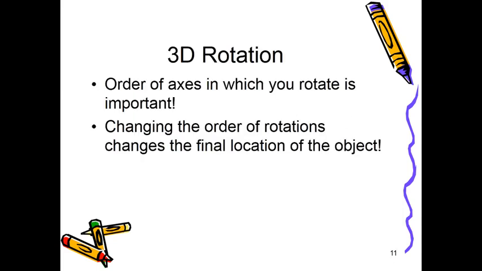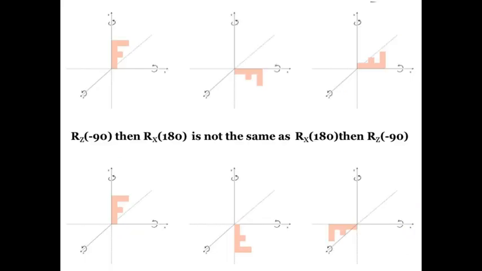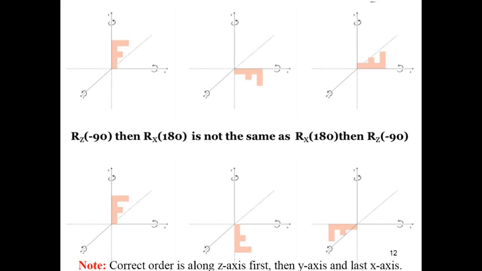3D rotation. The order of axes in which you rotate is important. Changing the order of rotation changes the final location of the object. That means that rotation matrices are not commutative. So if you analyze this figure, you can see that changing the order of rotation changes the final position of the object. So if nothing is given, we can say that the correct order is along the z-axis first, then the y-axis, and last the x-axis. Although there is no correct or incorrect, this sequence is preferable.